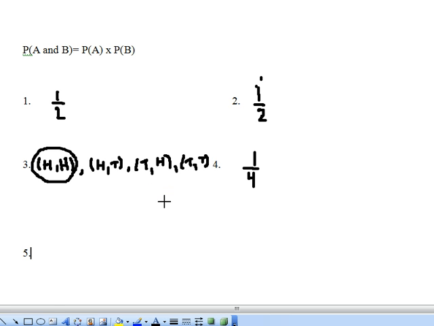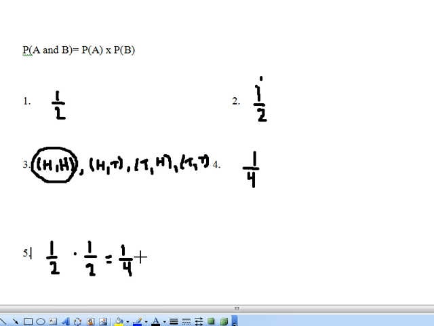So what is the product of the probabilities from steps 1 and 2? Let's find out. 1/2 times 1/2. 1 times 1 is 1. 2 times 2 is 4. So the product from steps 1 and 2 is 1/4. Now, how does this result compare with the result from step 4? Well, as you can see, they're the same, 1/4 and 1/4.